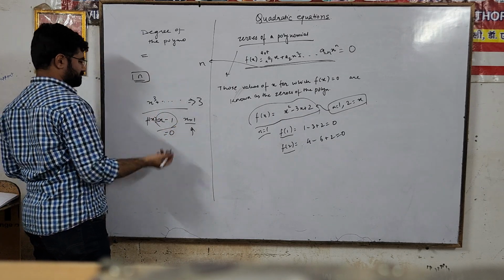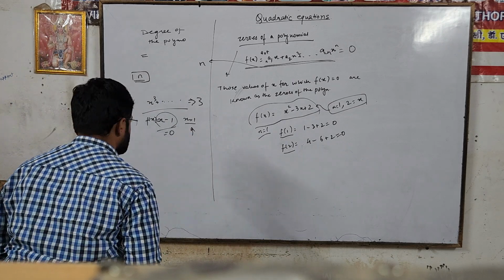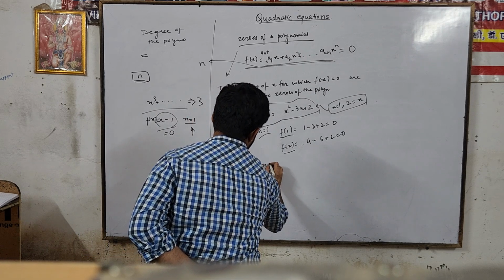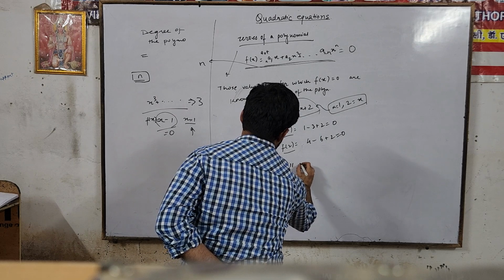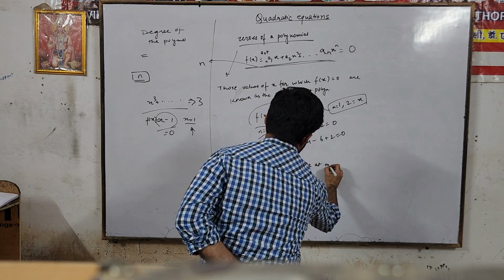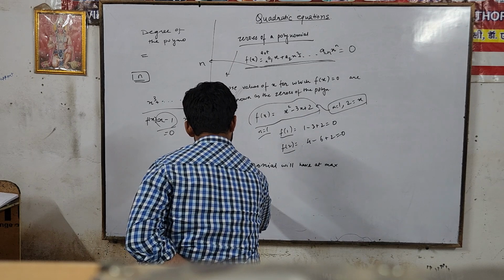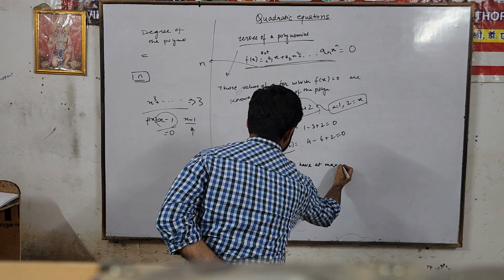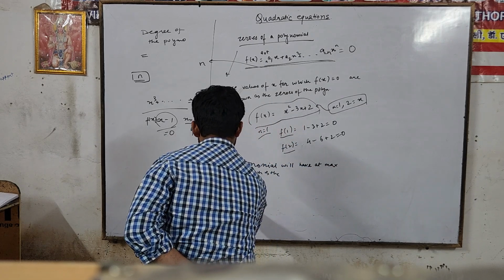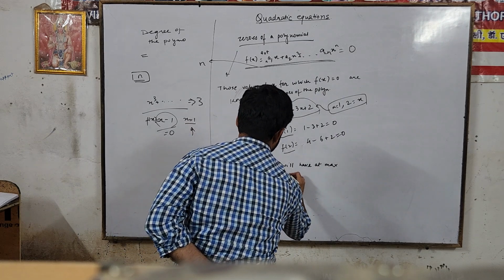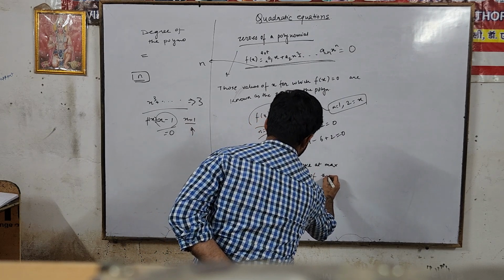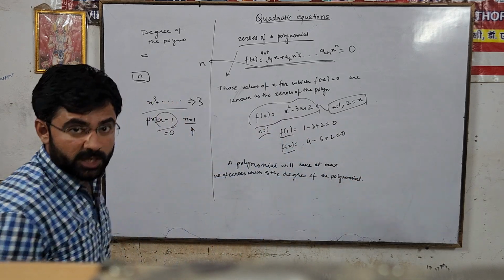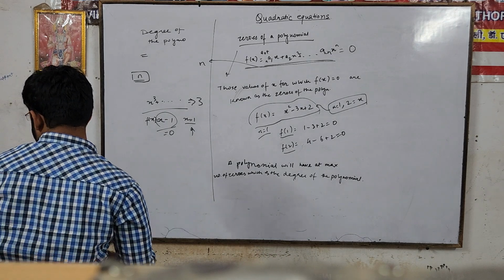So we can write this down if you want, that a polynomial will have at max as many zeros as the degree of the polynomial. I hope you understood all of this. Okay? So let's move on further.